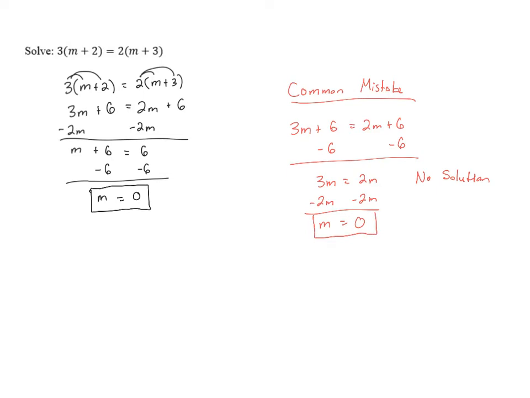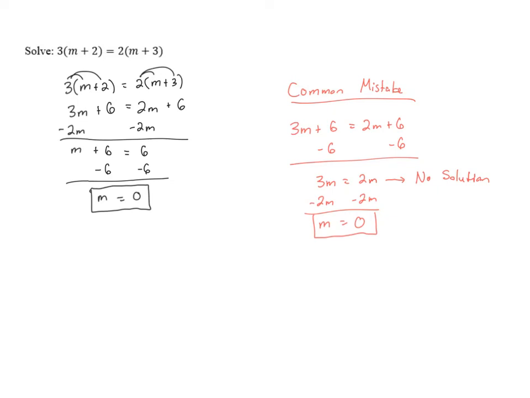We can get the right answer, but a lot of students get to this point and they say, nope, 3m cannot equal 2m. That's a contradiction. There must be no solution. It's never a contradiction if you still have the variable. Right here, we still have m in the equation.